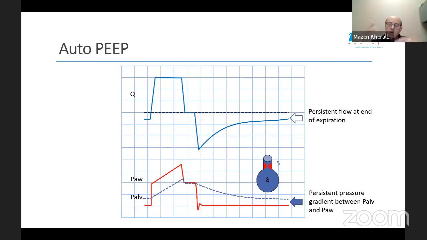I think in principle, you need to understand how auto-PEEP is generated. If we don't have enough time for expiration in patients with prolonged time constant, auto-PEEP is generated. You need to provide longer time, and of course you need to improve the time constant. How do we improve time constant? Steroids and bronchodilators.